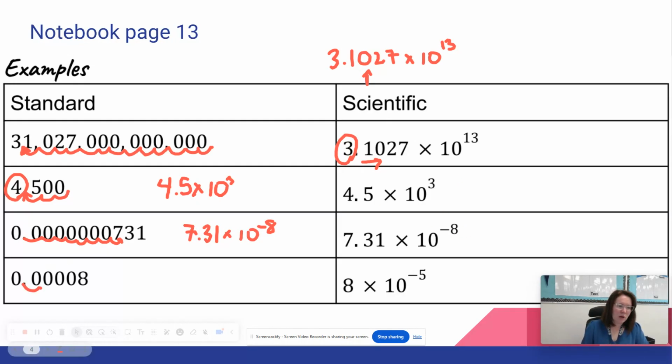So here, 1, 2, 3, 4, 5, it's just the number 8. There's nothing after it. I don't even have to put 0.0. Times 10 to the power of, I moved it 5 times, but if I put a positive 5, that means a big number. So I put a negative 5, it means a decimal.